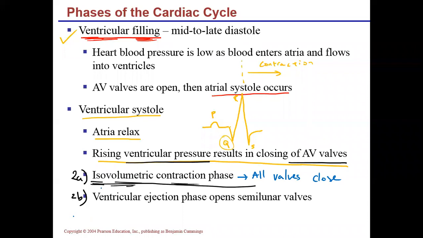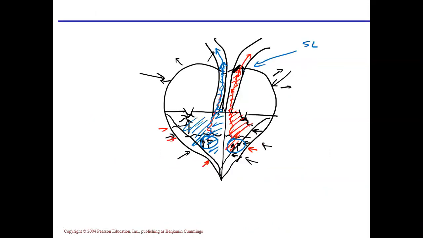When you say ventricular ejection, that means what? That means AV valves are still closed, but the SL valves are open. It's enough pressure exerted to open these valves. But these valves are still closed. This was the AV. AV means atrioventricular, between the atrium and the ventricle. Okay? So this is known as ventricular ejection now.